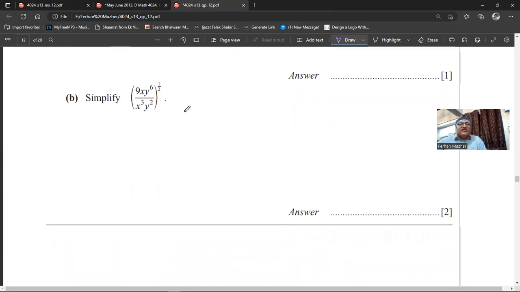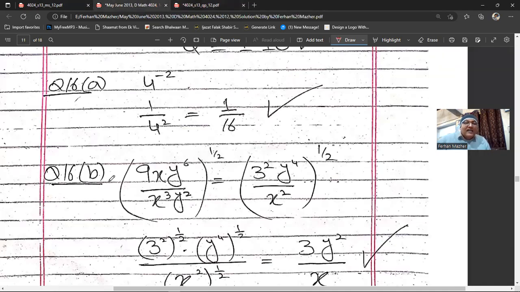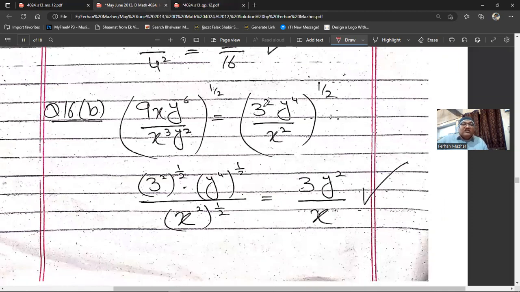Okay, the next part is question number 16. He says simplify 9xy raised to power 6 divided by x cube y square, the whole thing raised to power 1 by 2. First of all, we will try to solve inside. And when I try to solve, this is 9 is 3 square, y raised to power 6 and divided by y square. So 6 minus 2, that will be y4.